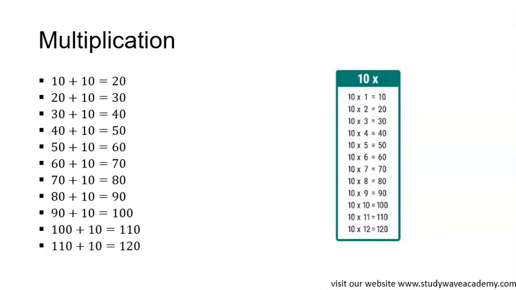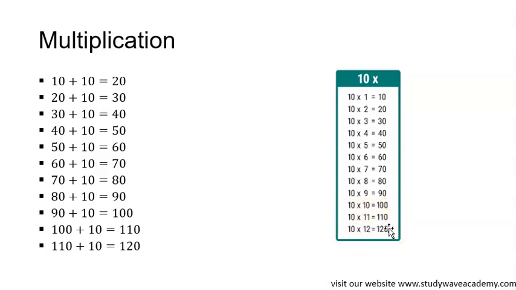Good. Then the 10 times table. You keep on adding what number? 10, right? Good. 10 times 1 is 10, 10 times 2 is 20, 10 times 3 is 30, 10 times 4 is 40, 10 times 5 is 50, 10 times 6 is 60, 10 times 7 is 70, 10 times 8 is 80, 10 times 9 is 90, 10 times 10 is 100, 10 times 11 is 110, 10 times 12 is 120.